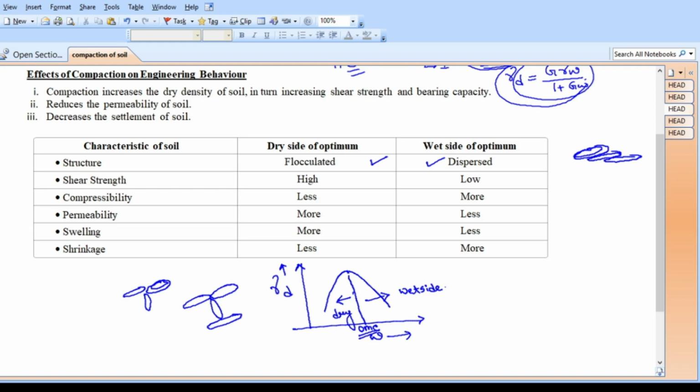Remember, on the dry side the shear strength will be more, and on the wet side it will be less. Compressibility will be less on the dry side, more on the wet side. Permeability will be more on the wet side, less on the dry side. Swelling is more on the dry side and less on the wet side. And shrinkage is less on the dry side and more on the wet side. So just try to remember these characteristics. Out of all this, permeability and swelling you will definitely remember. The most important thing you need to keep in mind is the structure: flocculated will be on the dry side and dispersed will be on the wet side. This question is quite common.